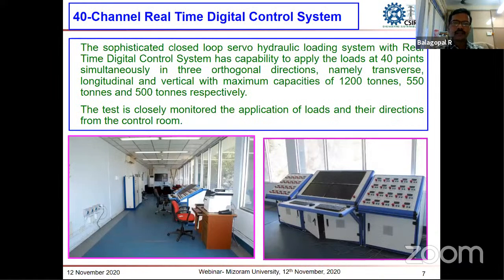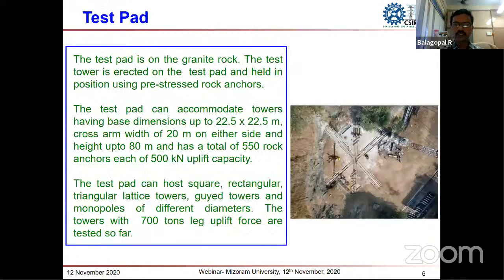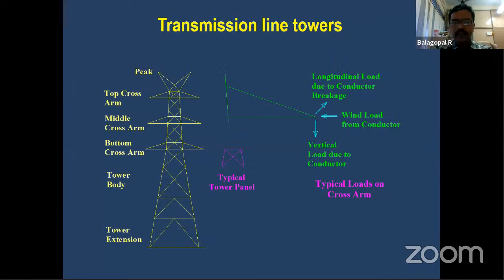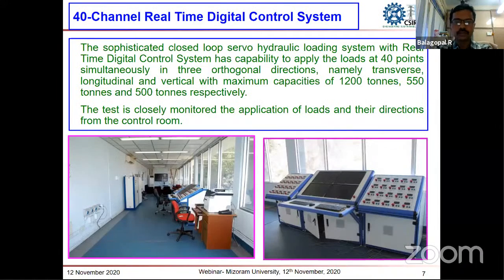And we now have a digital control system to monitor the loads applied on these towers. We have a 40-channel control system, which I have shown here. This is the typical view of a transmission tower. At each point of the tower, three types of load act, and those three loads will be monitored. At each point, that is cross arms, ground wire peak or body load, will be monitored through this digital control system.